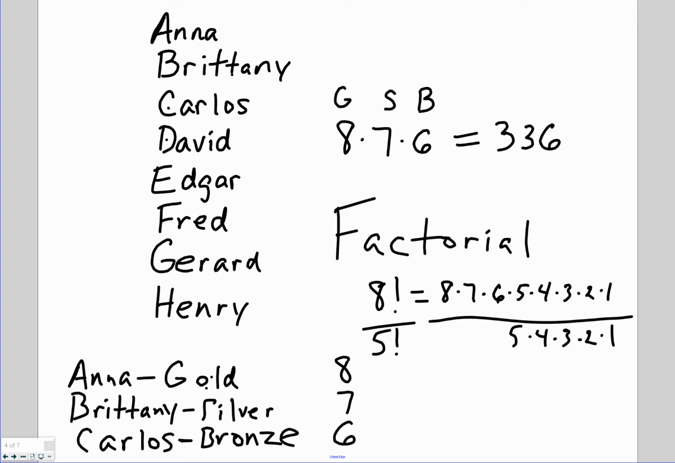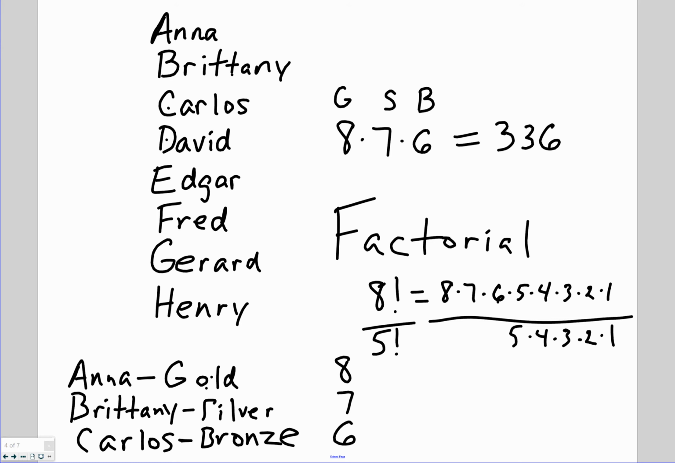For the bronze, there's only 6 remaining. So if I had another medal to award, there'd be 5 remaining. Another one after that, there'd be 4 remaining. That's where I get the 8 times 7 times 6. Now I didn't keep going because we're done awarding medals. Okay? Now, this right here is going to give us our answer, 8 factorial divided by 5 factorial.